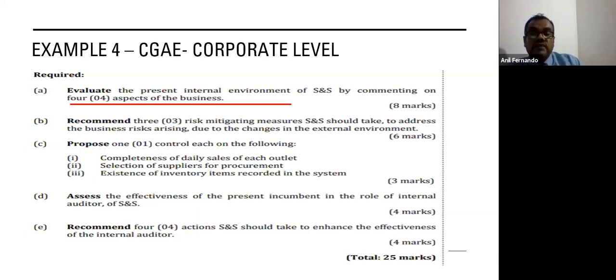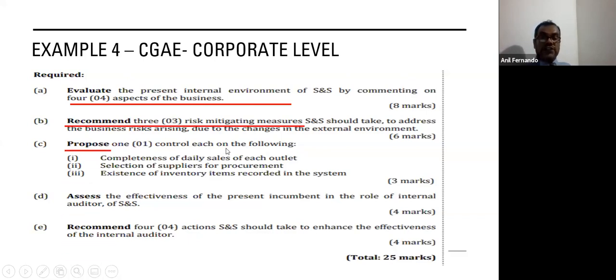So sometimes these kind of minor deviations from the real meaning of action verbs may be seen in exam papers. Don't worry. Then, recommend. This is a straightforward action verb. Recommend. You have to recommend. How? With facts. 3 risk mitigating measures SNS should take. Straightforward question compared to this one. So therefore, the answer to part B would be relatively easy compared to A. But again, in A, you have a little bit of freedom because of this particular word, commenting on 4 aspects.